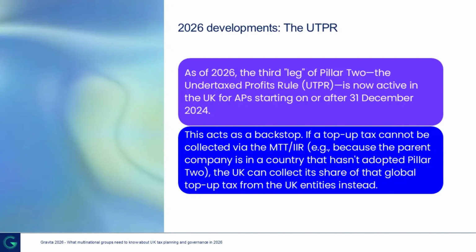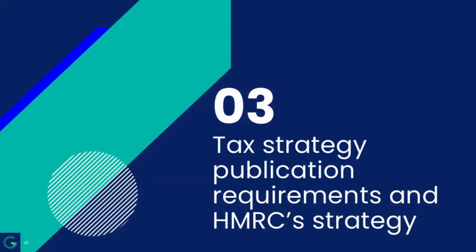Yet another initials, we're loving the initials today. Another 2026 development: the more initials profit rule. This, if you will, is like a third leg of Pillar 2, and is now active in the UK for accounting periods starting on or after the 31st of December 2024. I think one can look at it almost as a backstop mechanism to the UK multinational top-up regime, which just ensures that any top-up amounts that may not have been collected under the domestic minimum top-up are still collected.